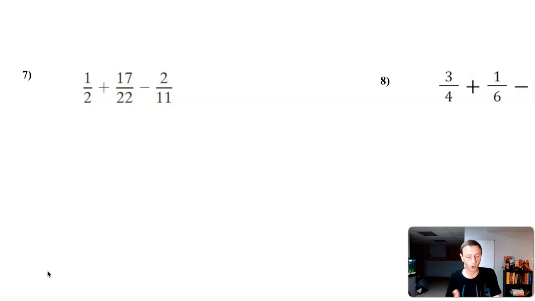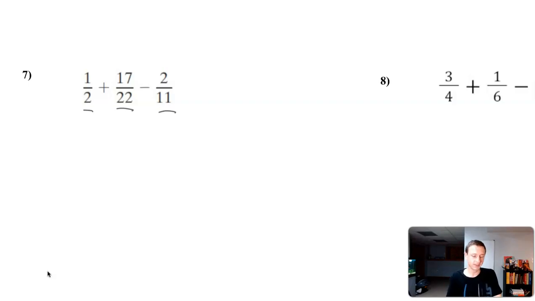I'm sorry, I didn't finish my thought. So one way is doing this, boom, boom. And the other way is just trying to find the least common denominator amongst the whole problem. So you're trying to find the least common denominator between 2, 22, and 11.